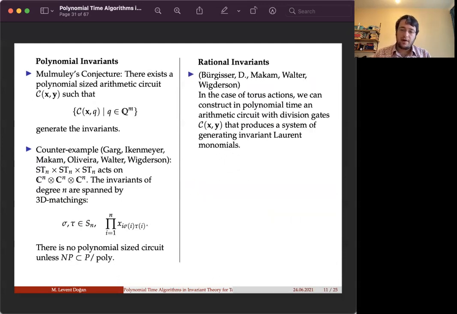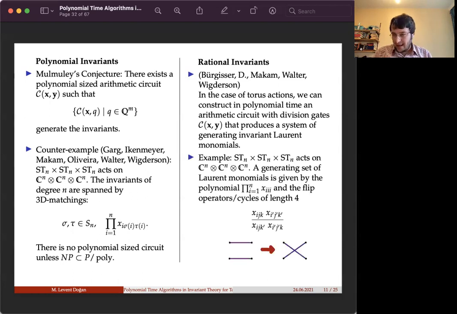Okay, now let's continue the comparison. We mentioned Mulmuley's conjecture. So again, we have a scaling action. And if we want to compute the generating set for the invariant rational functions, then you can do that in this way. Basically, we can produce in polynomial time an arithmetic circuit with divisions that produces a generating set for the invariant rational functions. I want to strongly emphasize that this result holds for scaling actions.